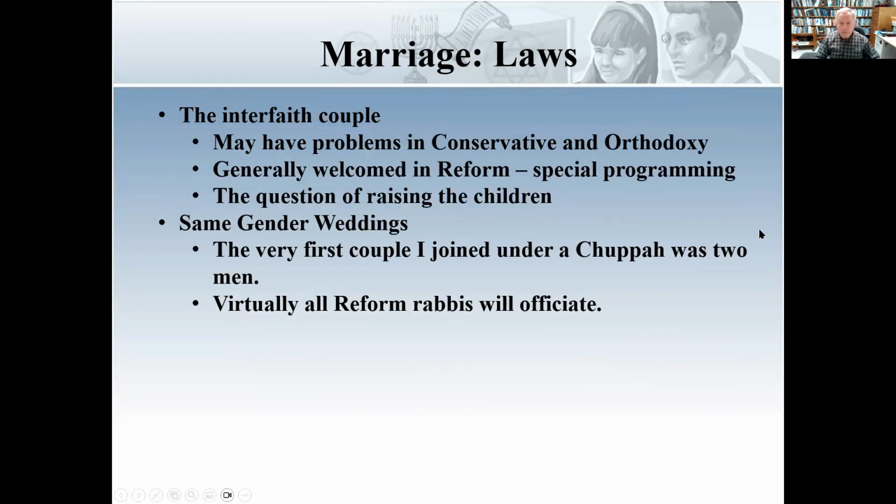The interfaith couple may have problems in conservative and Orthodoxy as to their status and standing. They are generally welcomed in the Reform world, and there's quite often specific programs for interfaith couples in the Reform world. And there's always this question of how you're going to raise the children. And I will work with couples on addressing that question.